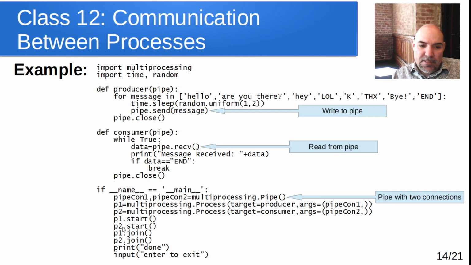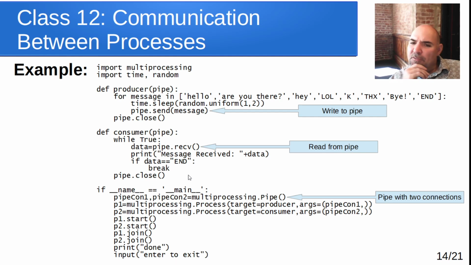And then we do p1.start, p2.start, p1.join, p2.join. So we're starting the processes and joining them, then printing done. So essentially what this is going to do is we now have two processes that are completely isolated and separate from one another. And what we have is the producer sending messages to the consumer, who's consuming them and just printing them out on the display here. Now, you'll notice that this pipe is allowing us to send messages from one and have them received on the other.